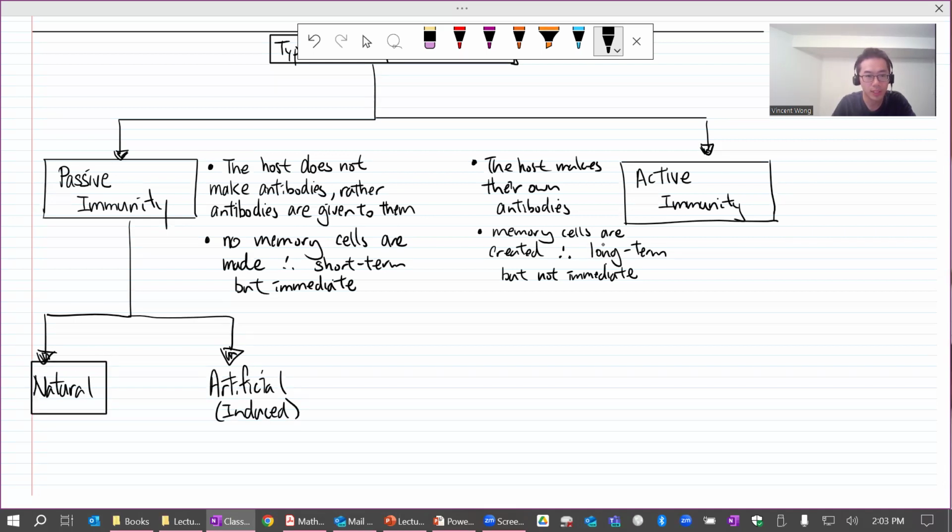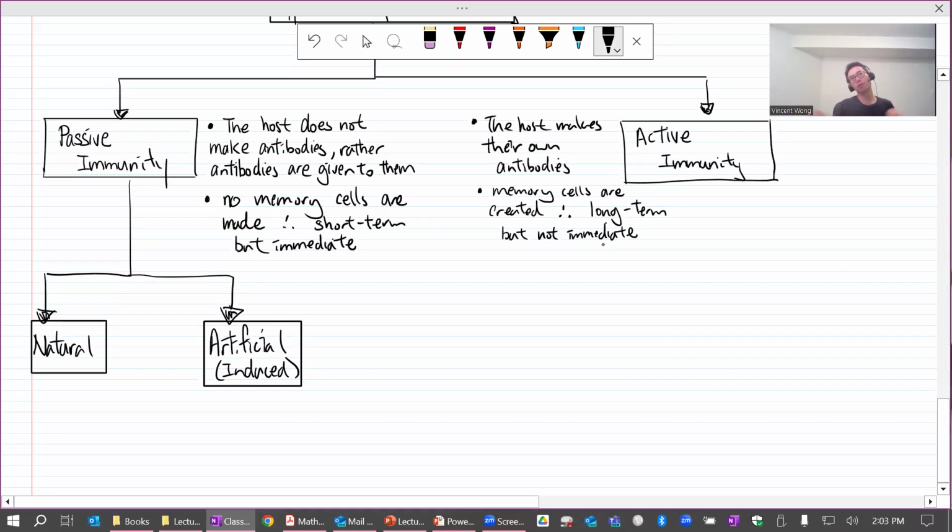So we use these terms in combination with each other. We would say natural passive immunity, or artificial passive. Natural is exactly what you think it means. It just happens naturally. There is no medical intervention. Something that could have happened 500 years ago, naturally. There's no medical intervention required. There's no injection of any kind.